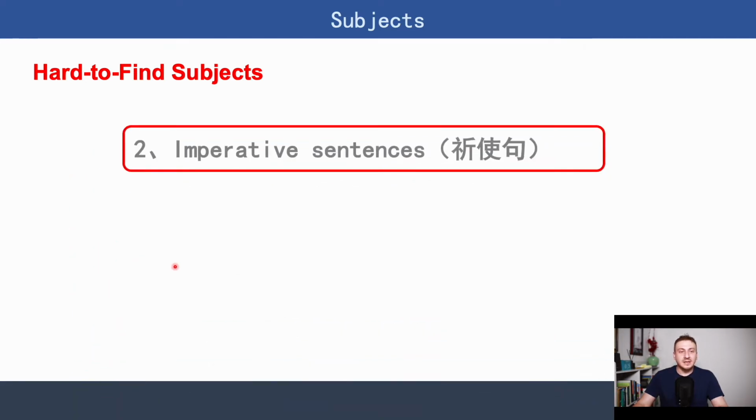The second example is when we use imperative sentences. Imperative sentences are when we give orders. For example, shut up, right? Shut up. So here in this example, we don't have subject. That is because we know who we are talking to, right? So we assume we know who we are talking to. So we say shut up or you shut up. So if we have you shut up, then the subject would be you.